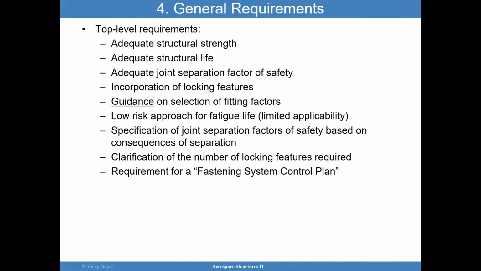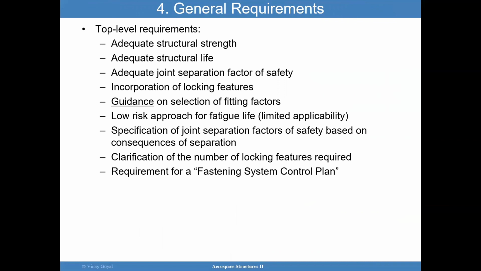General requirements for fasteners were discussed earlier, but this is a summary of those. We want to make sure we have adequate structural strength, adequate life, and adequate joint separation factor of safety, so we don't have a leakage that could be detrimental. Incorporating locking features is of extreme importance.